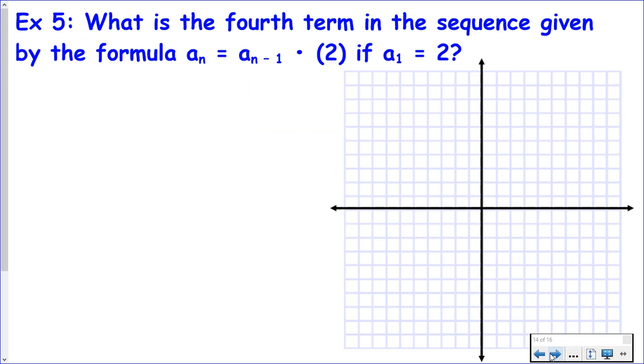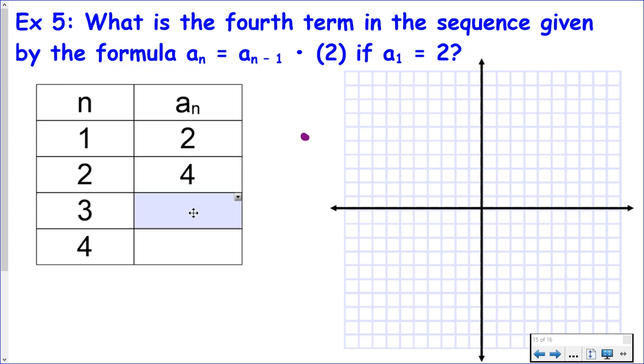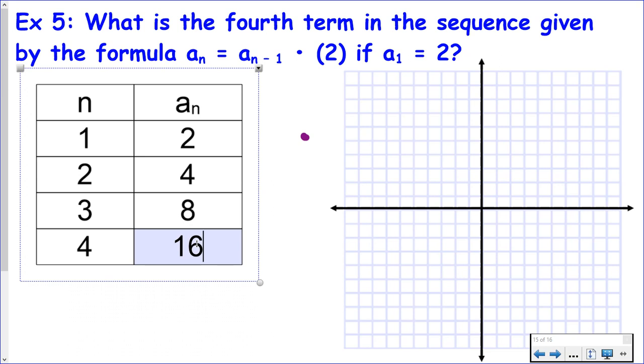What is the fourth term of this sequence? And so again, I can use my table and my graph, and I can figure out that the first term is 2. That was given to me. So I will write in 2. The next term, I will take the first term and multiply it times 2. So 2 times 2 is 4. The next term, 4 times 2 is 8. And then the fourth term, 8 times 2 is 16. So I'll put in each value.